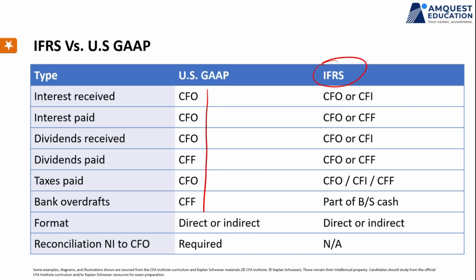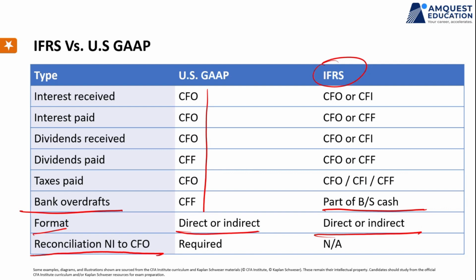In US GAAP, you have to provide a reconciliation between net income and cash flow from operating activity. The format is the same for both of them, direct or indirect. Bank overdraft is the only thing that is part of balance sheet cash, right? And that is exactly the way the differences are stacked up. So this is a table which you would like to remember.